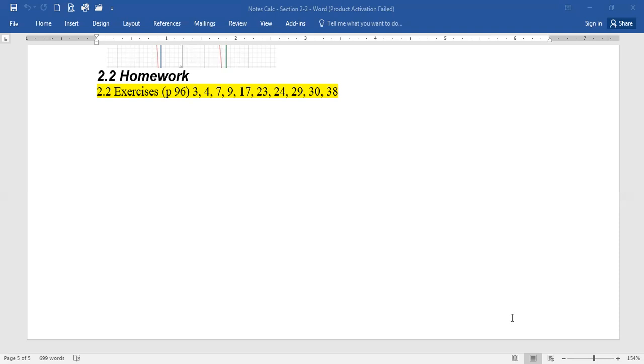30. On 30, we were supposed to determine this limit, and these are infinite ones. So on 30, it was as x approaches -3 from the left. And if you put values in again that are close to -3 from the left, so -3.1, -3.01, -3.001, you find that they just get larger and larger. And so it approaches infinity.